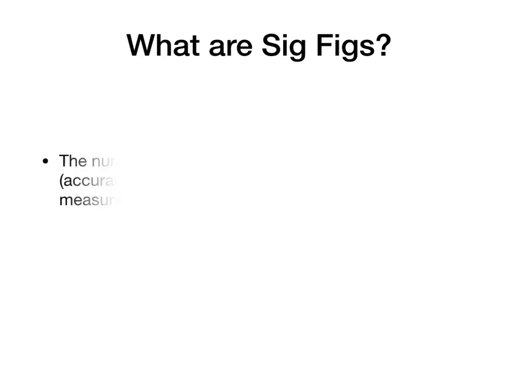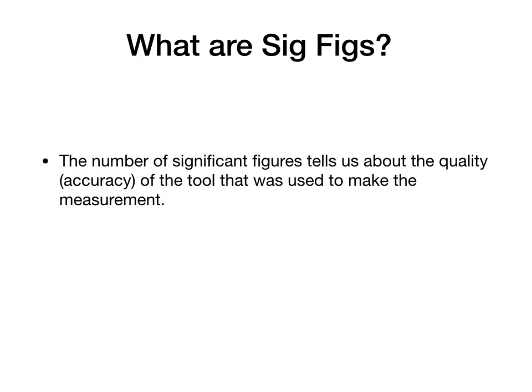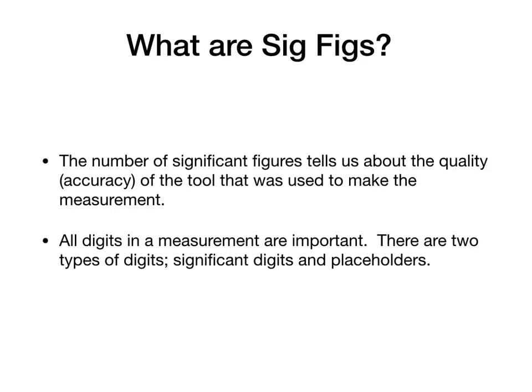So the first thing, when we're talking about what significant figures are, remember that the number of significant figures tells us about the quality of the tool that was used to make that measurement. In our first video, we explained how the quality of the tool affected the quality of the data and therefore the number of significant digits that you can have. And also remember that all of the digits in a measurement are important, but there are two kinds of digits in a measurement: significant digits and placeholders.